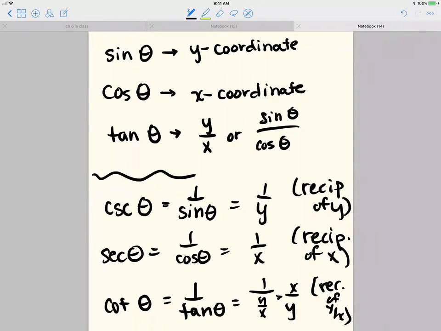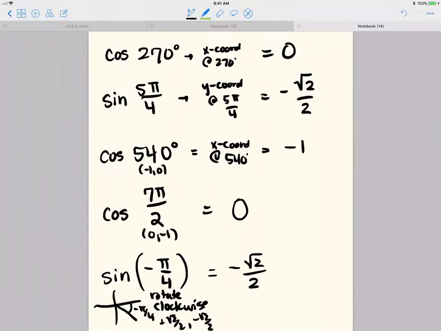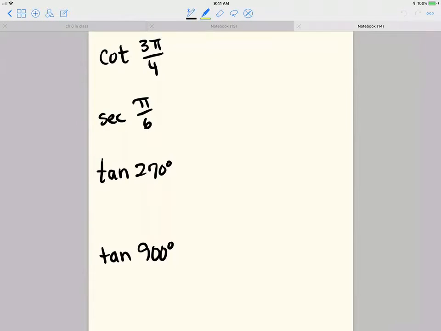So keeping in mind those ratios, all we're pulling are x and y coordinates. It's just sometimes we're doing the reciprocal. But they're still coming from the unit circle. If they're not from the unit circle, calculator is where you'll use those.